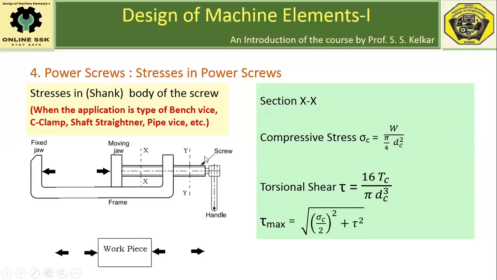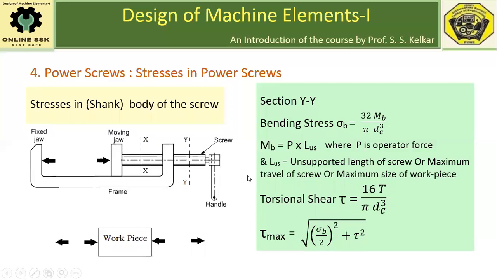Therefore, applied load W, the clamping force, divided by pi by 4 Dc square represents compressive stress. So in section XX, there will be compressive stress, and there will be torsional shear due to the TC amount of torque to which this portion is subjected. So there is a direct stress as well as torsional shear stress. Here also we have to employ the maximum shear stress theory of failure for calculating the maximum shear stress to which section XX is subjected. Therefore, for section XX, maximum shear stress will be given by the square root of (sigma c upon 2) square plus tau square, where tau is given by 16 TC upon pi dc cube.